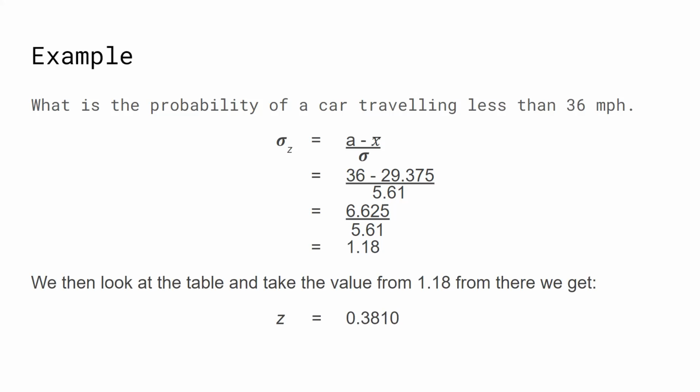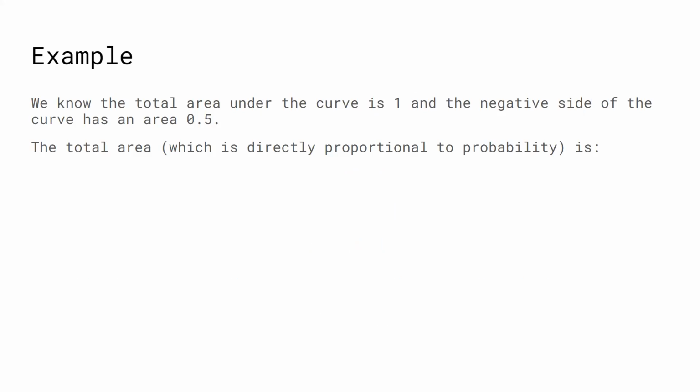We look at the table and we find the value for 1.18, and we get that the probability is 0.3810. So we know the total area under the curve is 1, and we know it's symmetrical, so that the negative side of the curve must have an area of 0.5. The total area, which is directly proportional to probability, is then 0.5 plus 0.3810, which is 0.8810. So that's the total area less than the value that we want.